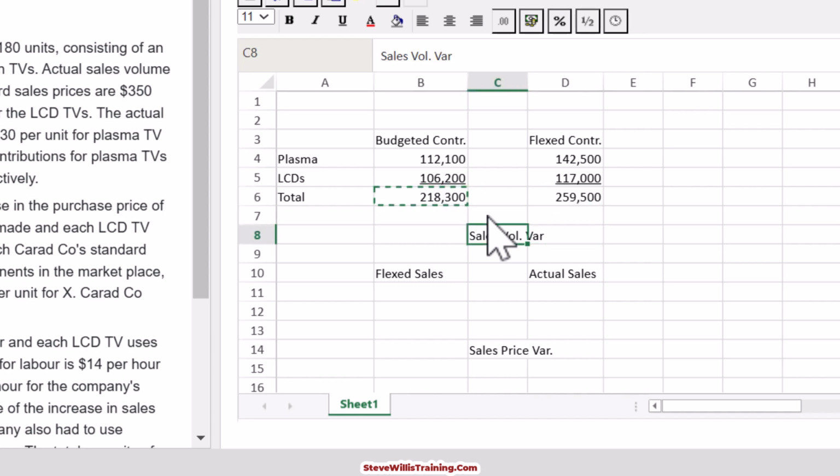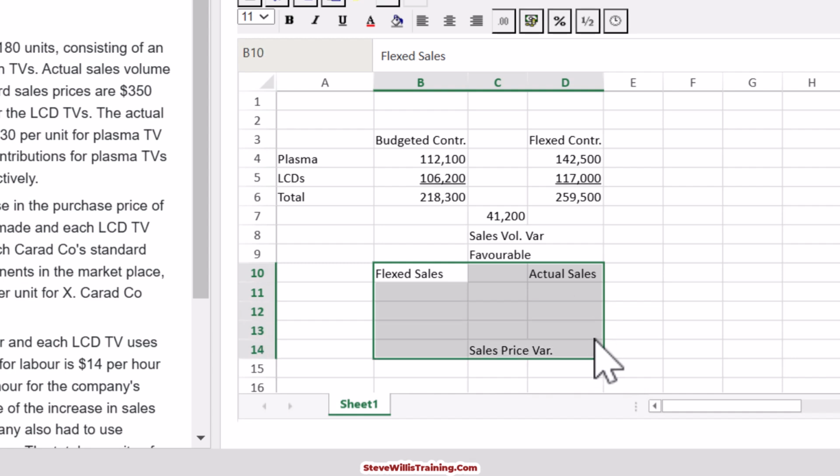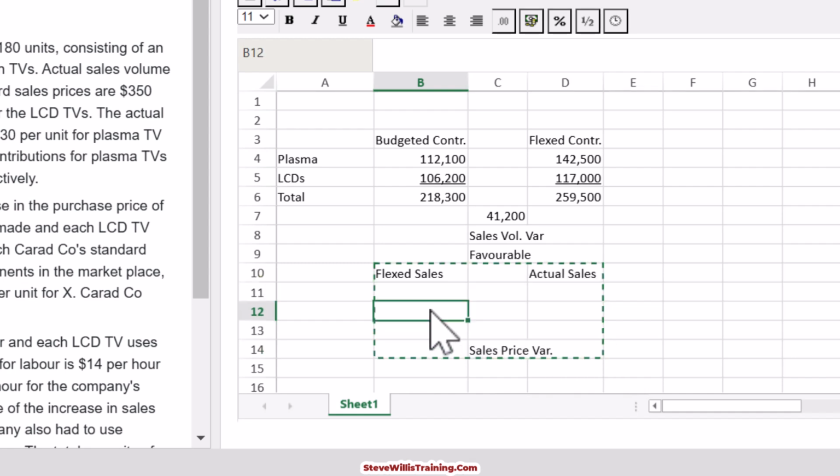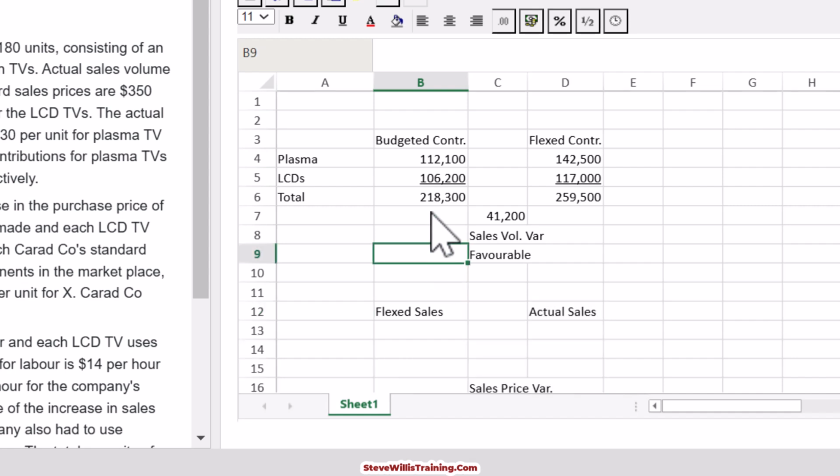Okay, now the difference between those two figures is the sales volume variance, 41,200. Now, the number is bigger here, and we're talking about contribution, not a cost. So that would be a favorable variance. You could just put F or FAV, and the markers will give you the same number of marks. Now, I'm going to get that out of the way. I'm going to get the next part out of the way for a moment.